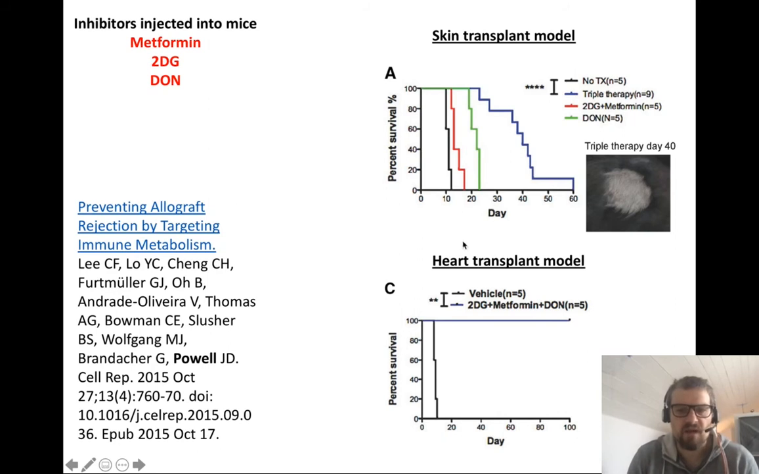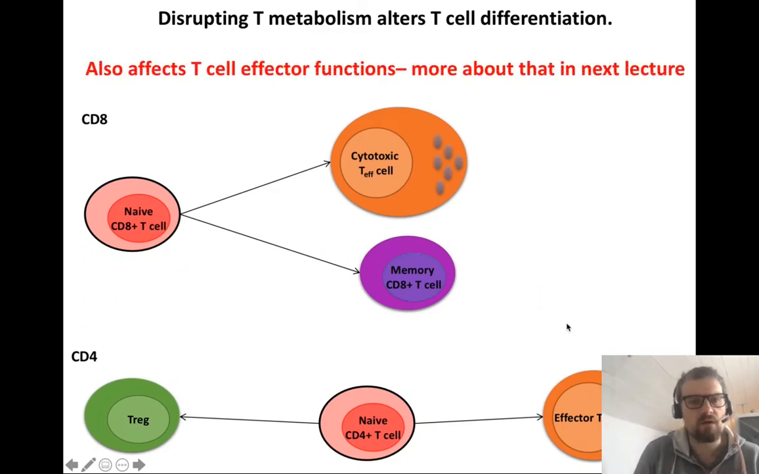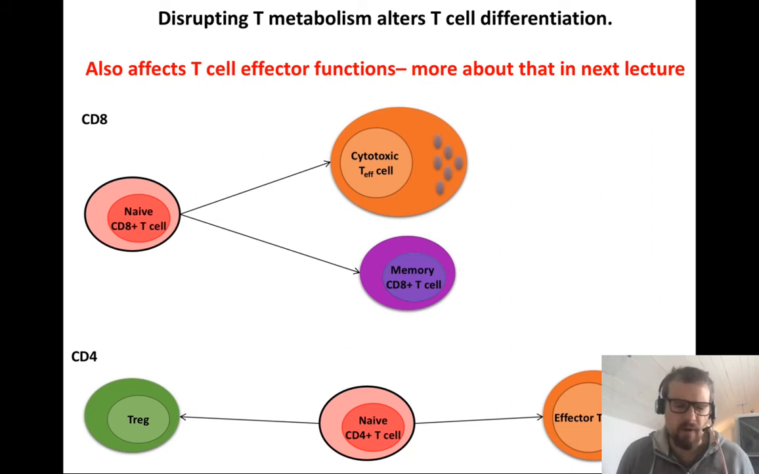metabolic inhibitors. They also did a heart transplant model, and you can see if you transplant a heart from one strain of mouse to the other, obviously it's rejected very quickly, and the mice can't survive. But if you add this triple therapy, you get prolonged survival, which is great. Okay, so metabolic perturbations can affect differentiation, and we'll talk a bit more about functions in the next lecture.